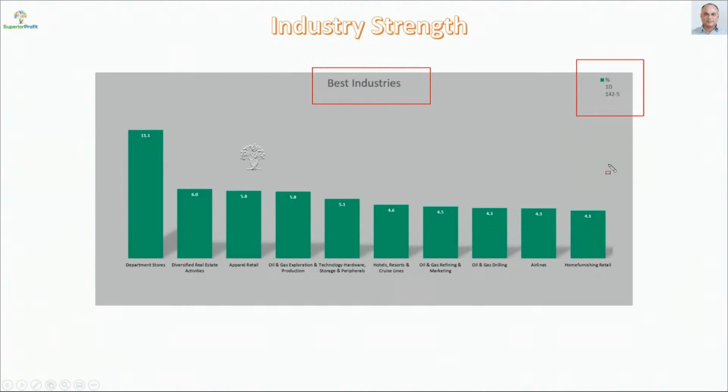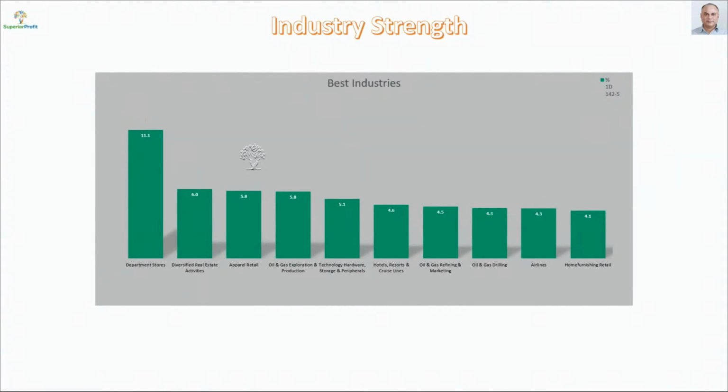Here it is showing the 1 day period. We could look at different periods. This picture is showing department stores is the strongest by far, went up by 11% on this day. The second best performer went up by 6%. Diversified real estate activities. That may be opening up from the COVID restrictions trade. It is showing the industries that are strongest.